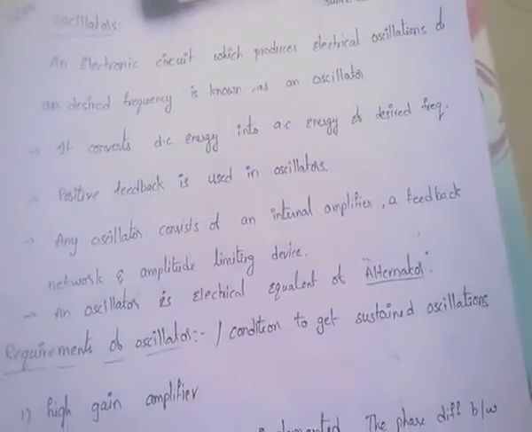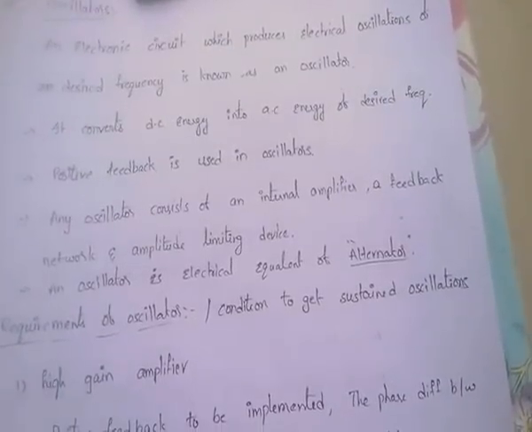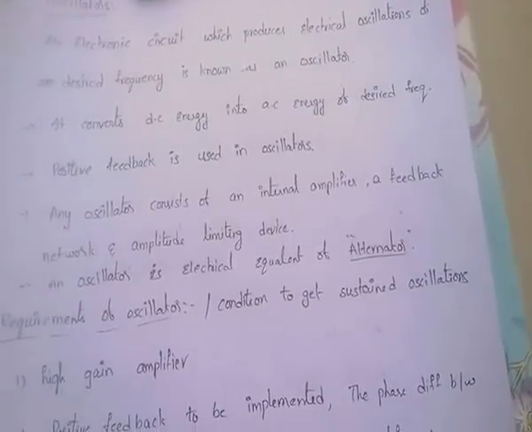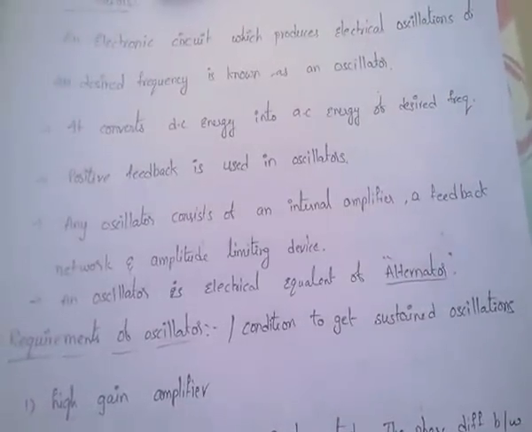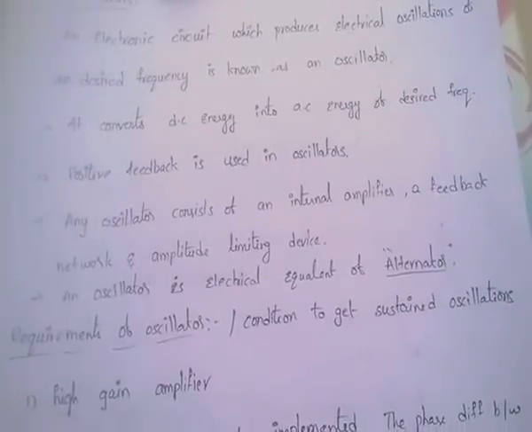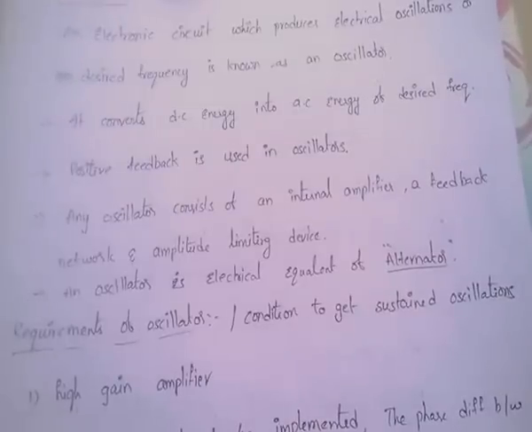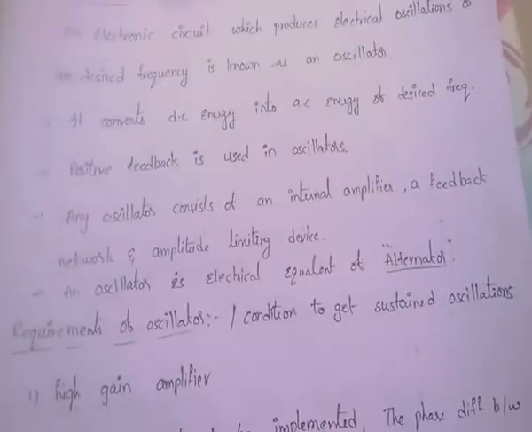Any oscillator consists of an internal amplifier, a feedback network, and an amplitude limiting device. An oscillator is the electrical equivalent of an alternator.